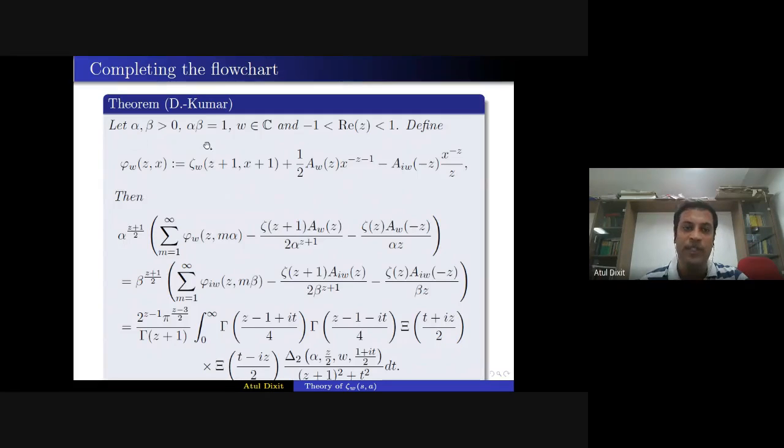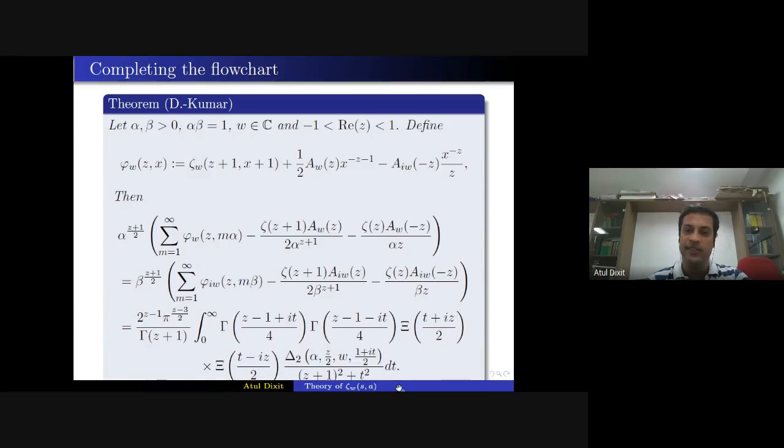So alpha, beta, as usual, have product 1. W is any complex number. Real Z is between -1 and 1. I'll come back to this definition in a moment, but before that, look at this modular relation. Alpha goes to beta, Z remains as it is, and W goes to iW everywhere.